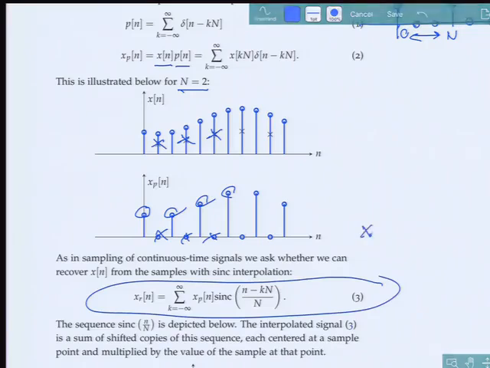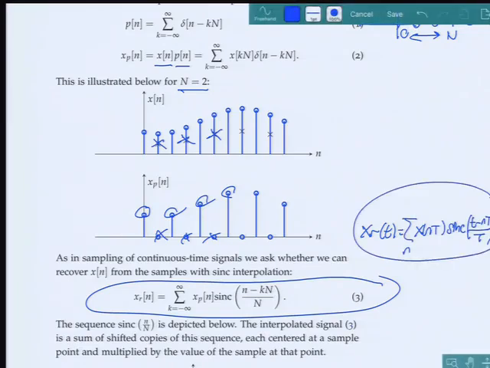In continuous time, we had x_r(t) equals the sum over n of x(nT) times sinc((t minus nT) over T). That was continuous time. So this is the discrete time version of that. Same idea, all right?